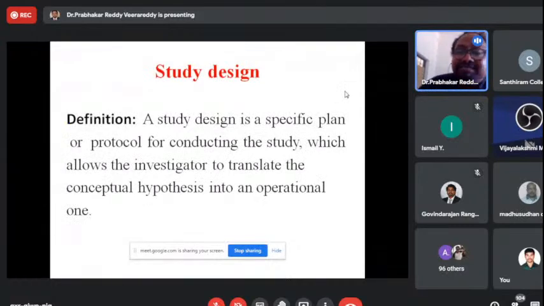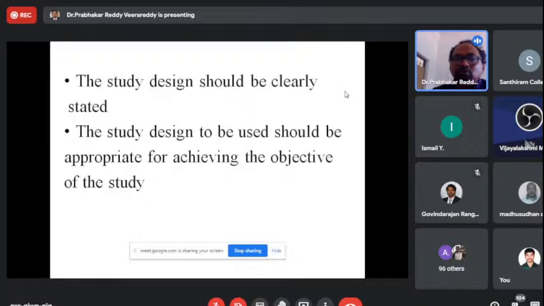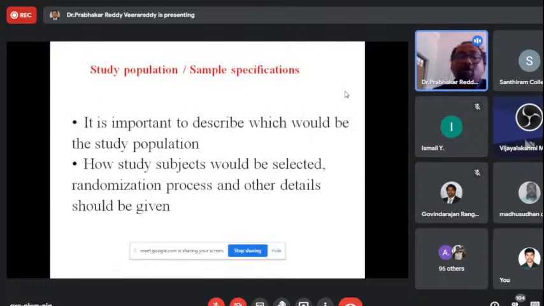Study design is a specific plan or protocol for conducting the study which allows the investigator to translate the conceptual hypothesis into an operational one. The study design should be clearly stated. The study design should be appropriate for achieving the objective of the study. Study population is most important to describe: what would be the study population, how study subjects should be selected, the randomization process, and other details should be given.